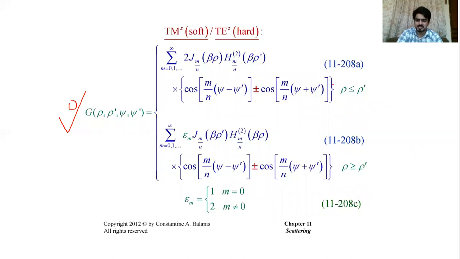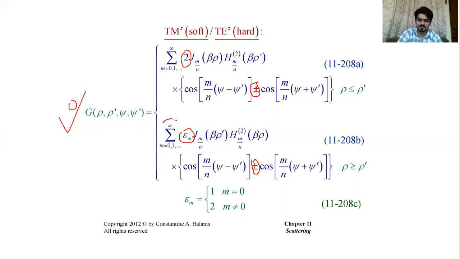So for the first region, this is the expression, and for the second region, this will be your expression for the Green's function. Again, for both polarizations, TM to Z and TE to Z, the only difference is this plus minus sign. As you can see here, there is a 2, and here you have epsilon m. Epsilon m is nothing but Neumann's coefficient: epsilon m equals 1 when m equals 0, and epsilon m equals 2 when m is not 0, so when m is a positive number.